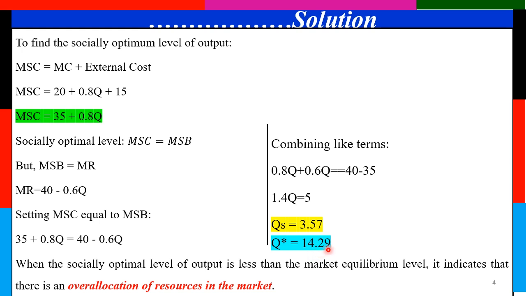It is 14.29. So which one is the greater? At the market equilibrium or at socially optimum level? The output at the market equilibrium or at profit maximizing level is greater than the output at socially optimum level. Therefore, again, there is negative externality. There is overproduction.